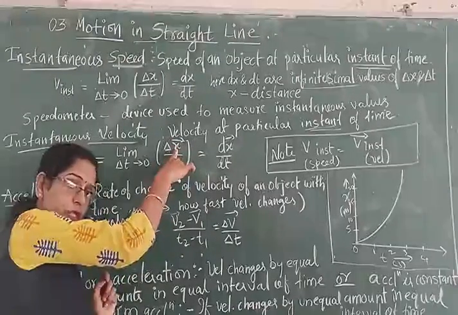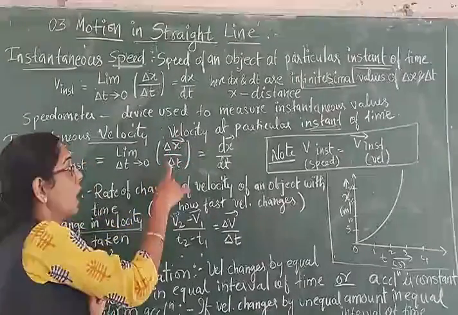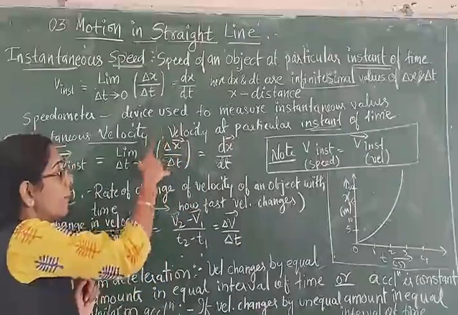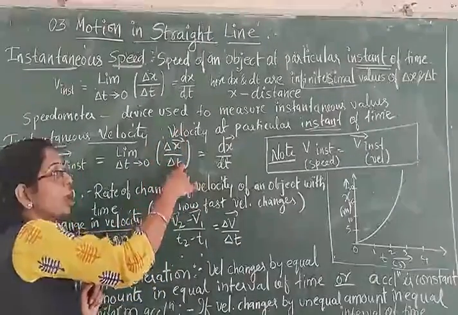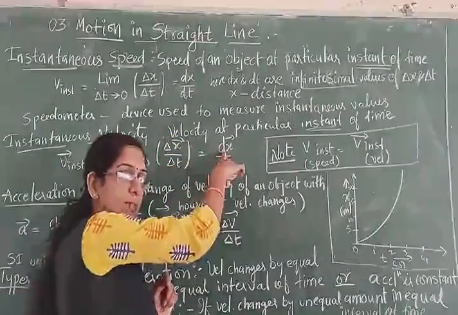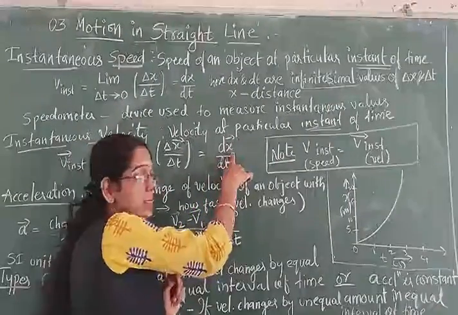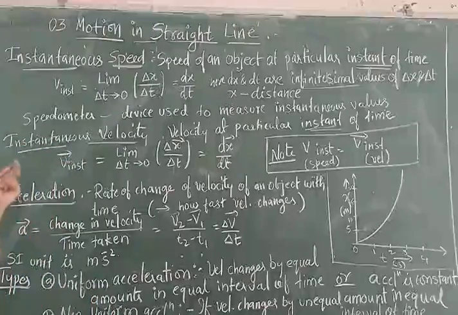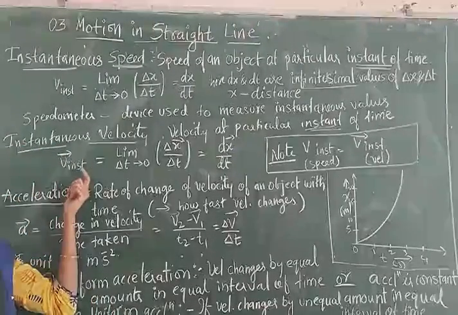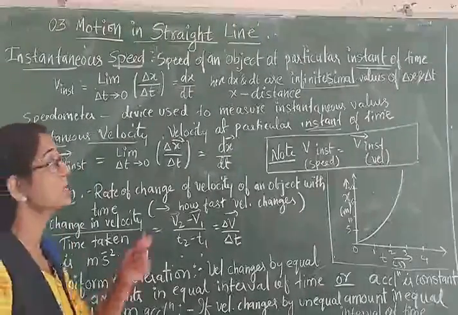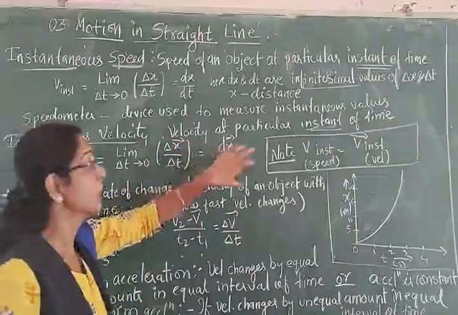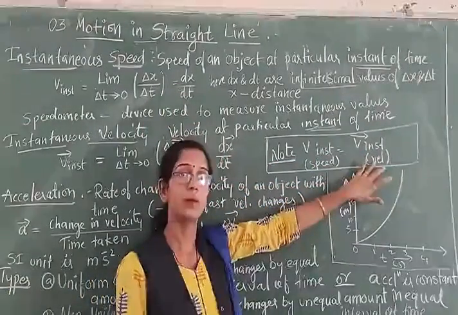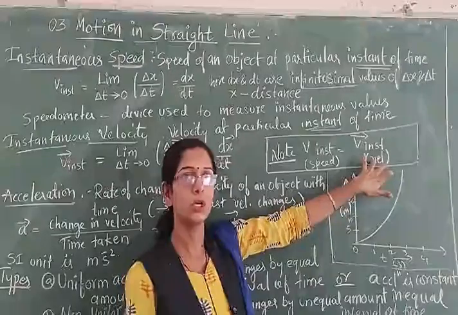It is also a vector quantity, therefore x bar upon delta t. So when I apply the limit to this quantity, I get a differential variable for displacement, that is dx/dt. And this gives you the formula for what? Instantaneous velocity. One more important point: these two quantities are found to be equal to one another, meaning their magnitudes will be equal to each other.